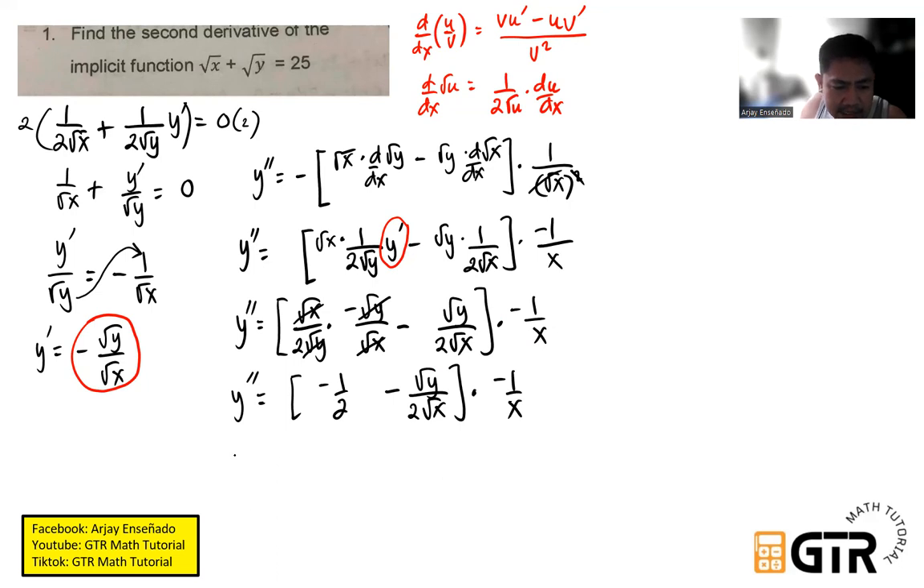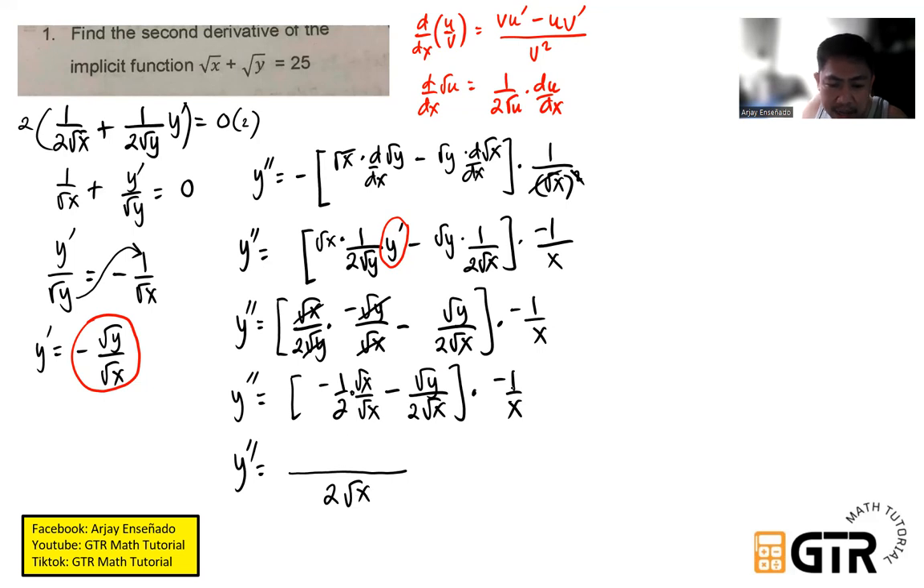Okay, so let's now simplify this. We subtract, so let's make these similar fractions. To make them similar fractions, the denominator for the first is 2, for the second is 2 square root of x. So let's put square root of x on both so they become similar. Okay, so the denominators are now similar. Our denominator is now just 2 square root of x.